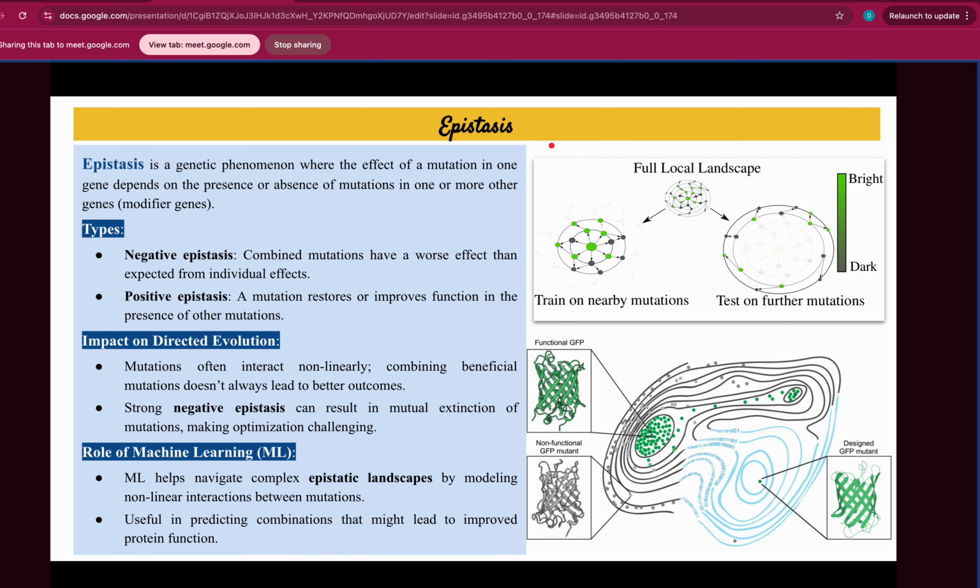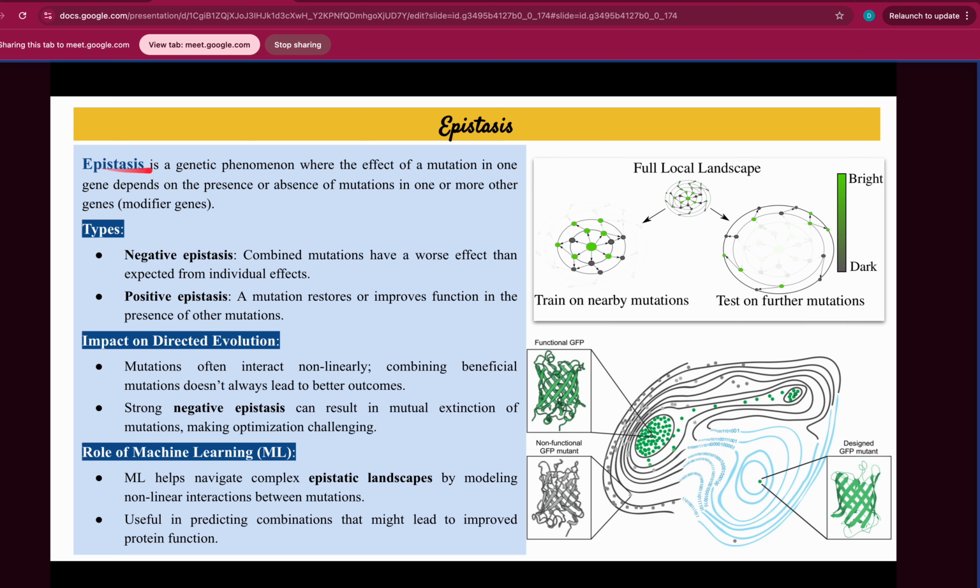Next concept is epistasis. This is a phenomenon in which the effect of a mutation in one gene depends on the presence or absence of mutation in one or more other genes. So the mutations which you are bringing about in a protein, the protein is not an independent unit. It is interacting with many other proteins. So it is also possible that a mutation at one region can influence the protein which is getting expressed at some other place.